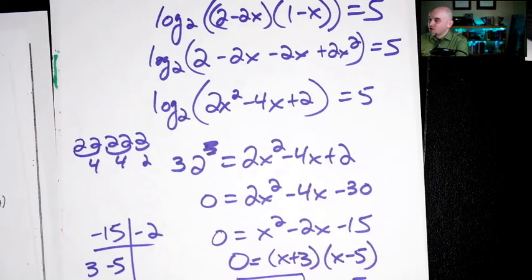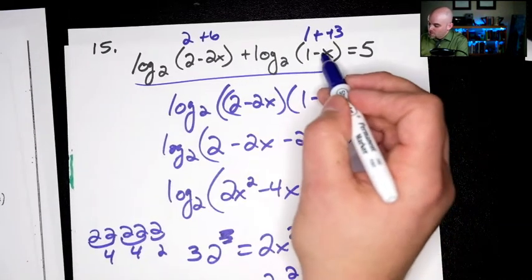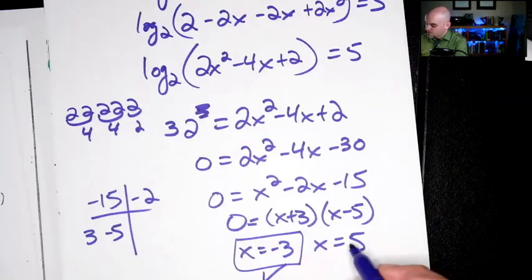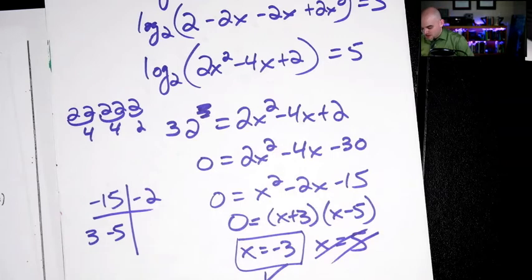Now the 5, though, down here, not so helpful. 1 minus 5 is a negative 4. That already gets thrown out. So this right here, negative 3 is my solution.